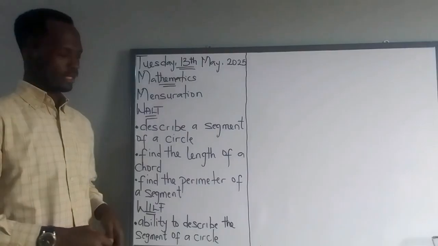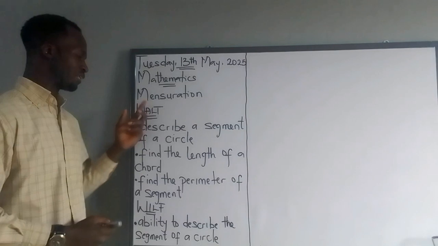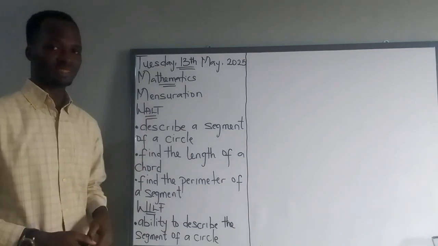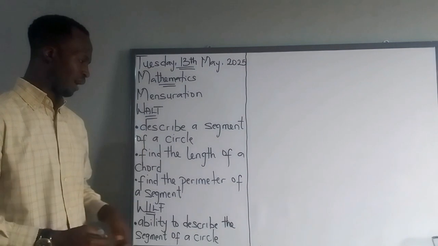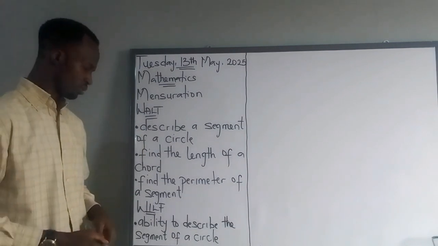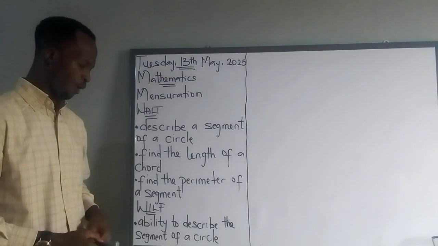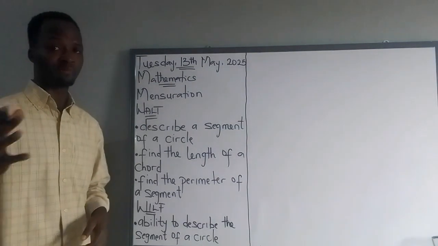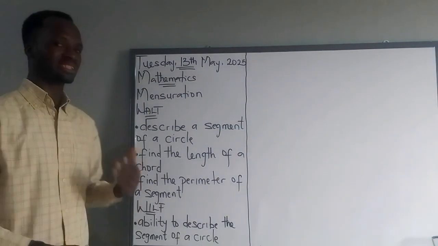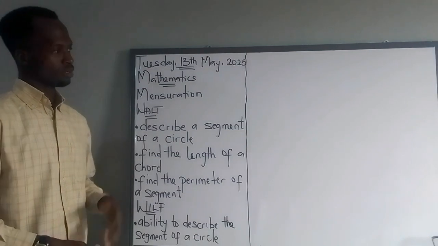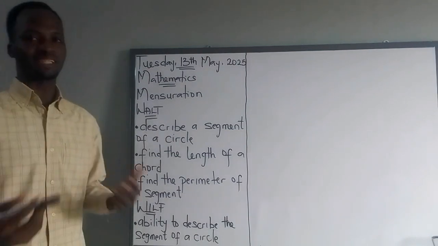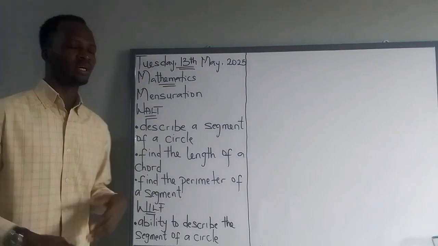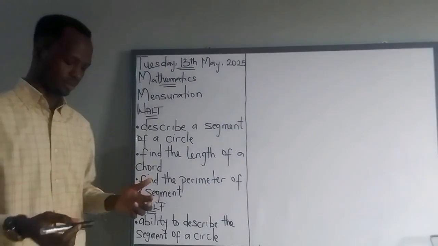Today we are learning to describe a segment of a circle, to find the length of a chord, and to find the perimeter of a segment. At the end of this lesson, you should have the ability to describe the segment of a circle. So first, what is a segment, or how do we describe a segment from a circle?